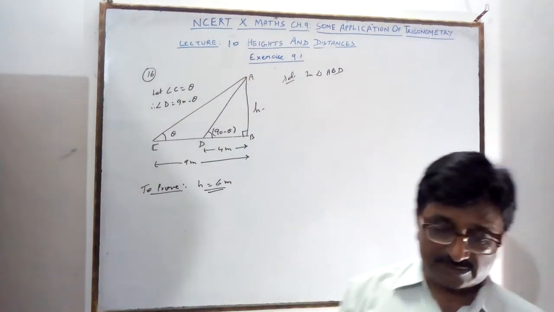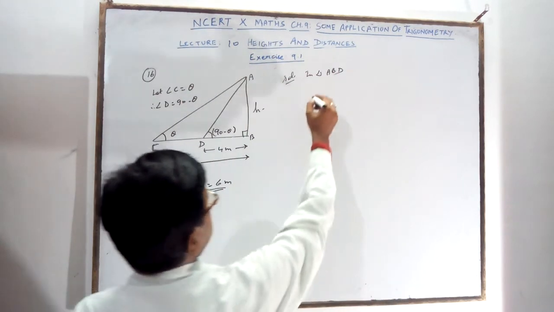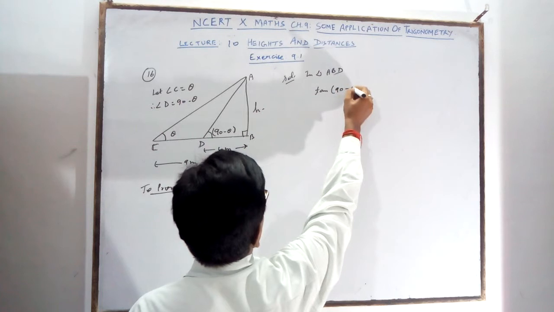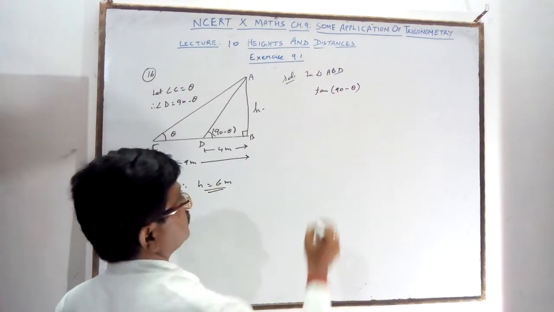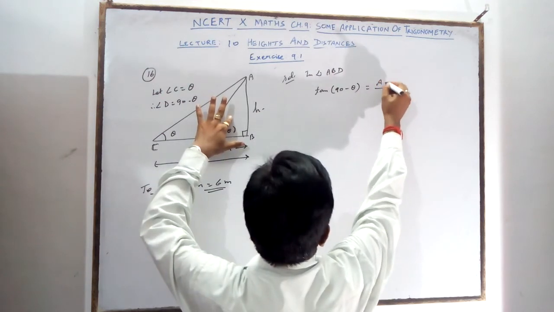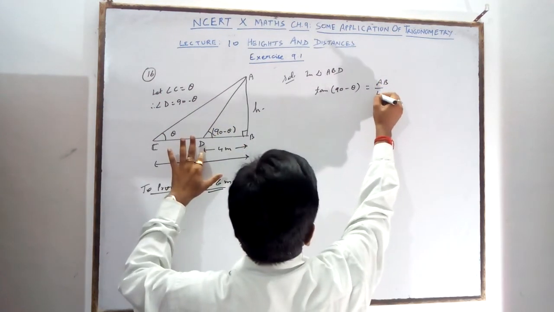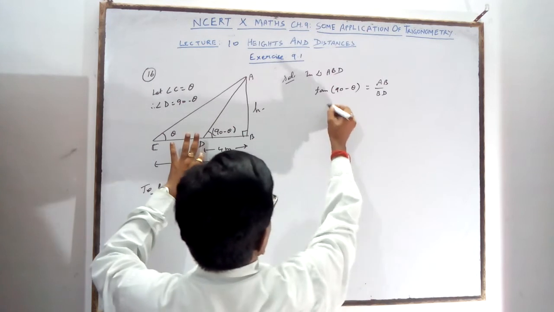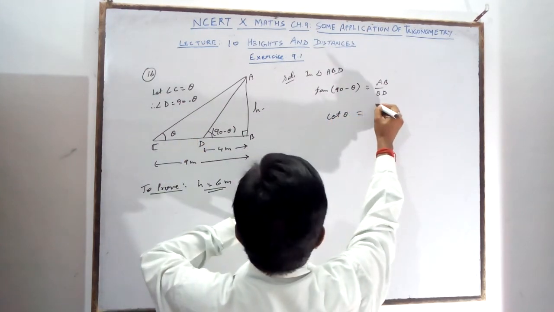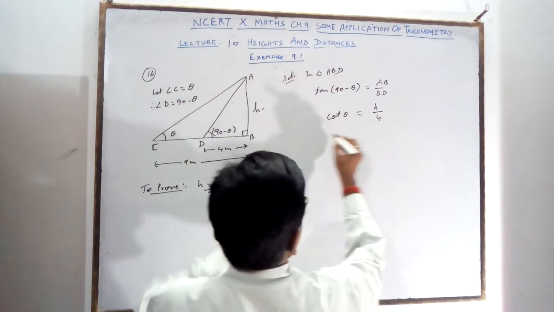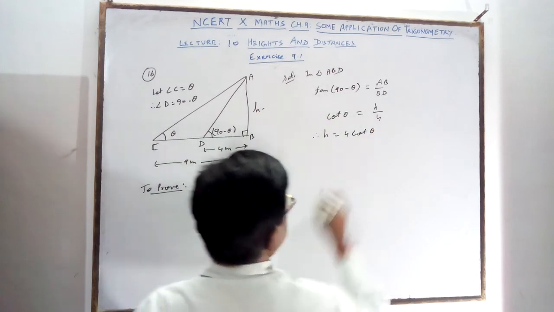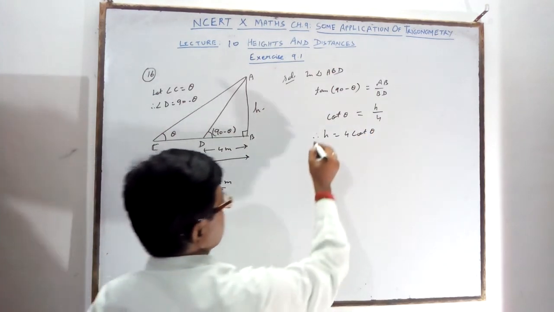In triangle ABD, h is a common side. Tan 90 minus theta is equal to what will you get? AB upon BD. Tan 90 minus theta is cot theta. Cot theta is equal to h upon 4. Therefore, h is equal to 4 cot theta. This is equation number 1.